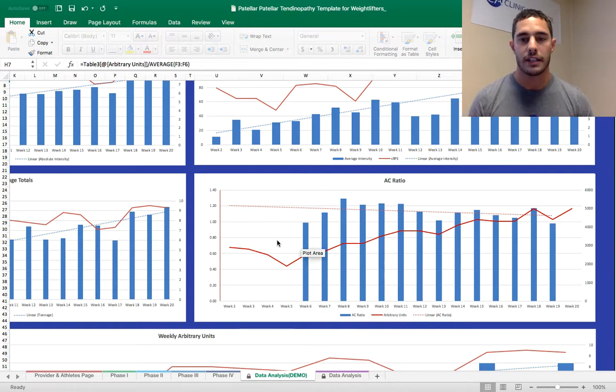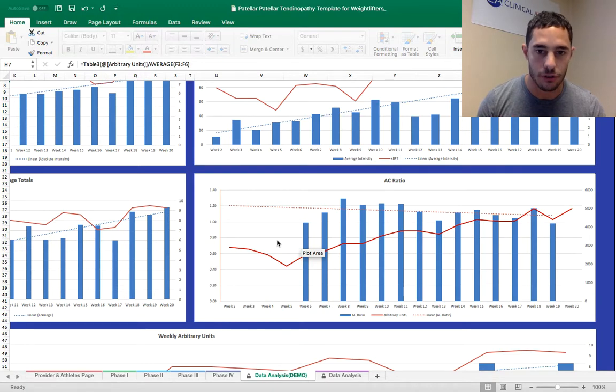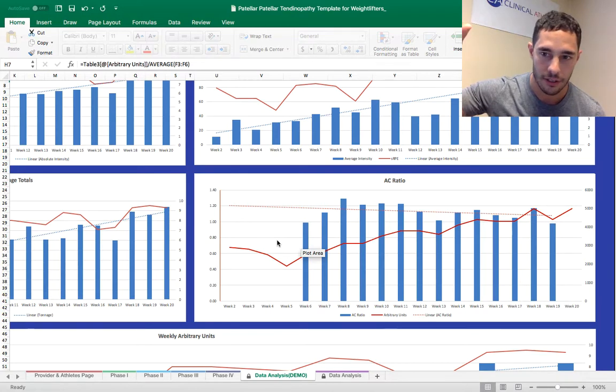AC ratio, read this in your user manual for more detail. It's the acute to chronic workload ratio. So it is the AU, or the session score, the weekly AU session score of the most current week completed. So let's say an athlete just completed week 6 of the template. That goes at the top. That's the numerator. This is a ratio, remember. So the most recent weekly session total is the numerator, and then the denominator is the average of the 4 weeks prior. So we're looking at a 5-week block for AC ratios.